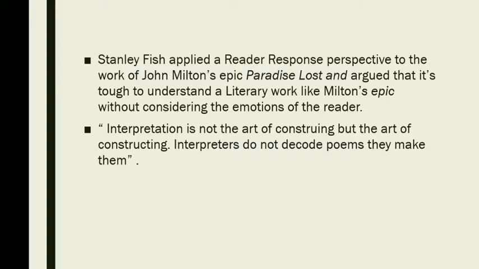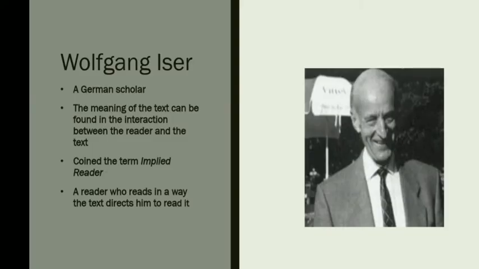Then the next in line is Wolfgang Iser, a German scholar who wrote a lot about how the meaning of a literary text is not in the text itself but can be found in the interaction between the reader and the text. He coined the term implied reader, also known as ideal reader. Implied reader means a reader who is in agreement with the text. In the sense, the reader reads the text in a way the text directs him to read it. The implied reader responds to the text as the text expects.